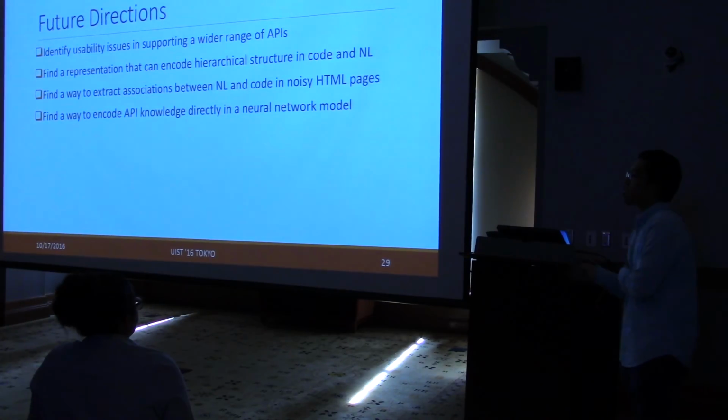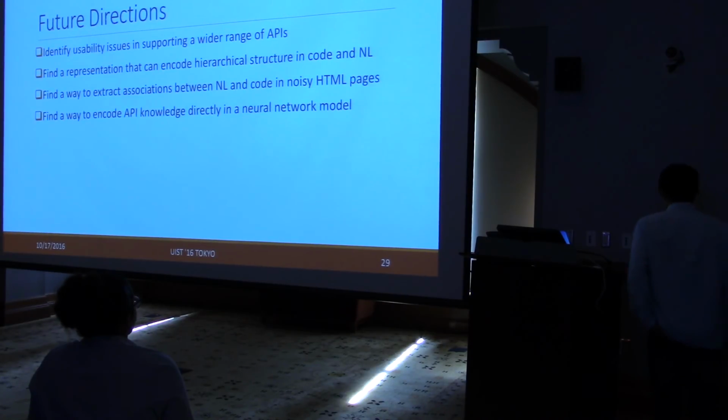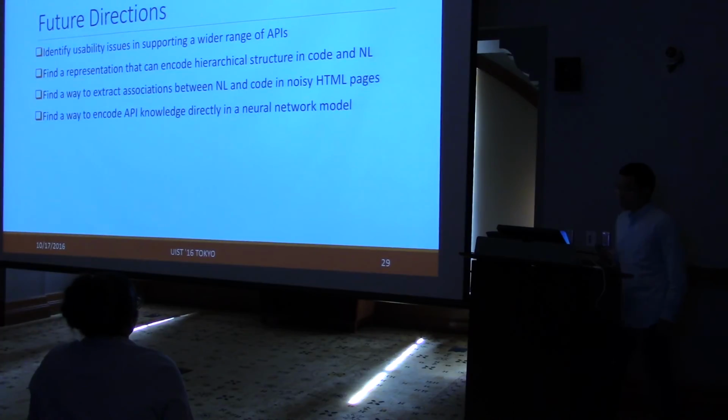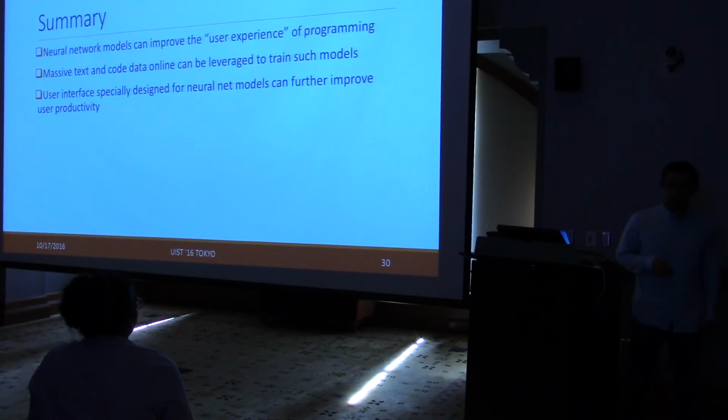Sometimes we use an API function not because of the surface meaning described in the documentation, but maybe because of some deeper semantic relations. And lastly, how do we find a way to encode API knowledge? Encoding knowledge is a more general problem of deep learning, and it's going to take a lot of time for the field to explore.